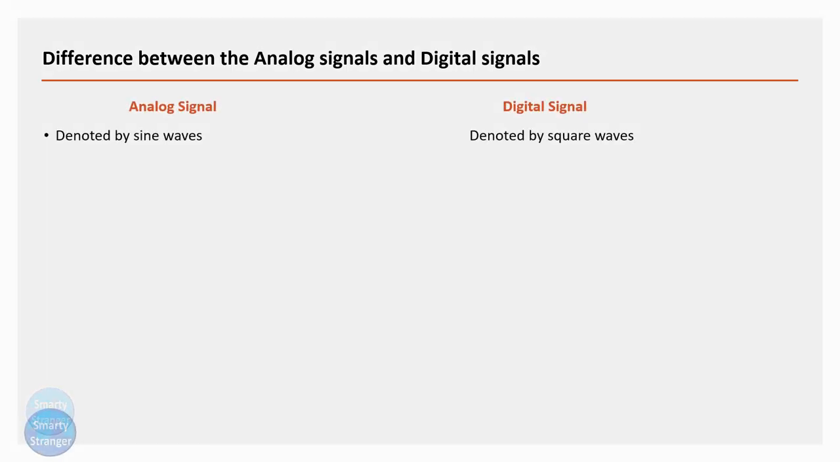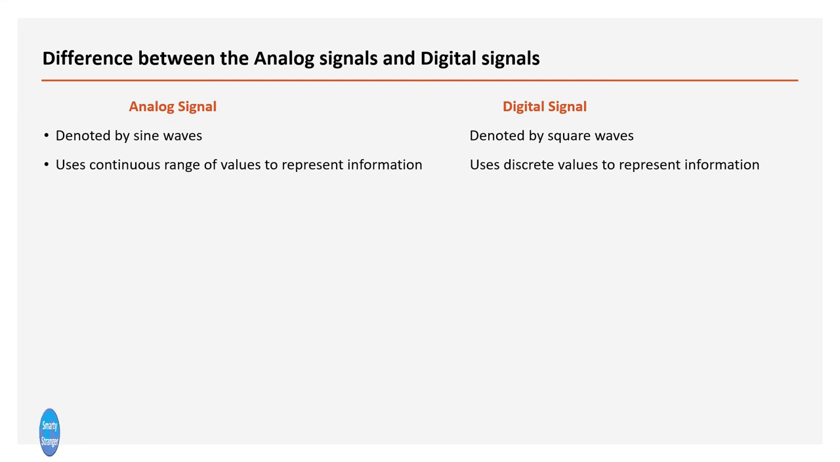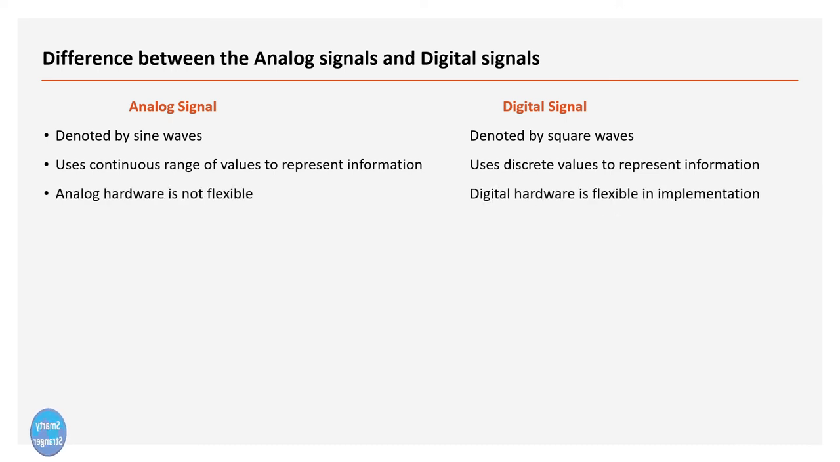Difference between analog signals and digital signals. Analog signal is denoted by sine waves; digital signal is denoted by square waves. Analog uses a continuous range of values to represent information; digital uses discrete values. Analog hardware is not flexible; digital hardware is flexible in implementation. The analog signal bandwidth is low; the bandwidth of digital signal is high.